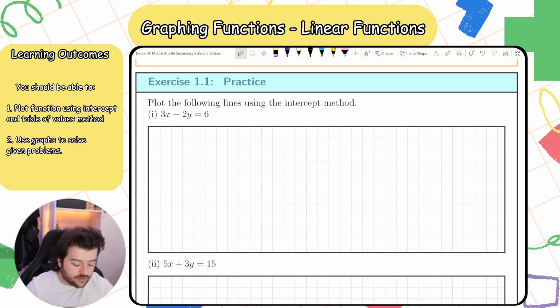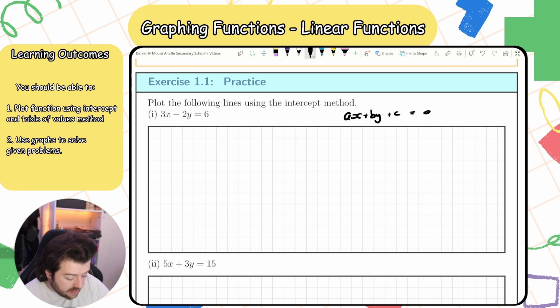So let's look at this one here. Plot the following line using the intercept method. I have a line here, right? 3x - 2y = 6. Now that doesn't necessarily look like an equation of a line that we've just come across above, but that is an equation of a line that is on our curriculum. Like this one here, ax + by + c = 0. So that is technically on our curriculum, but that's just another equation of a line. When we get to quadratics and cubics and all them other ones, they're a very set way. But here we go.